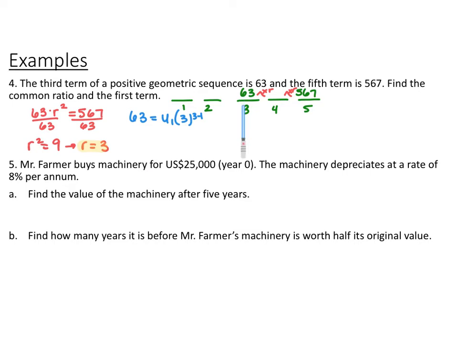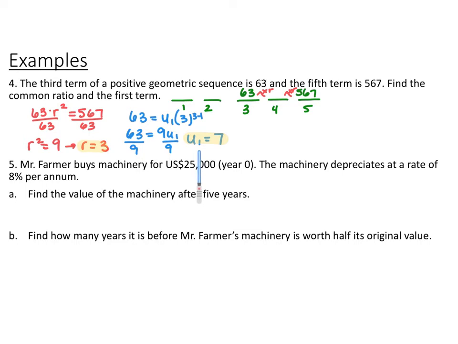So if this is the third term and I plug it into the nth term formula, that means that the third term, 63, is equal to the first term, which I'm calling u sub 1, times the common ratio of 3 to the 3 minus 1 power. So 3 to the 3 minus 1 is 3 squared, which is 9. So I divide both sides by 9, and you end up with the first term to be 7. So that's one way. That's the way that I usually do it.